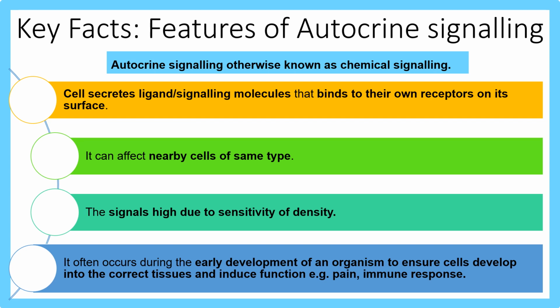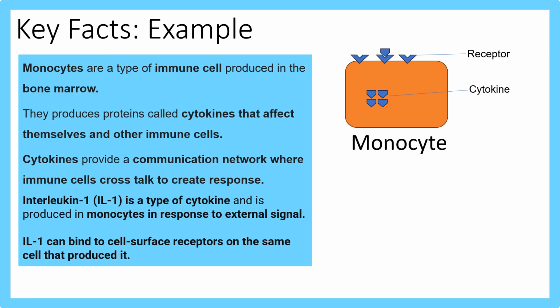It often occurs during the early development of an organism, to ensure cells develop into the correct tissues and induce function, for example, pain or immune response. So these are the key features of autocrine signaling. So let's go through an example.